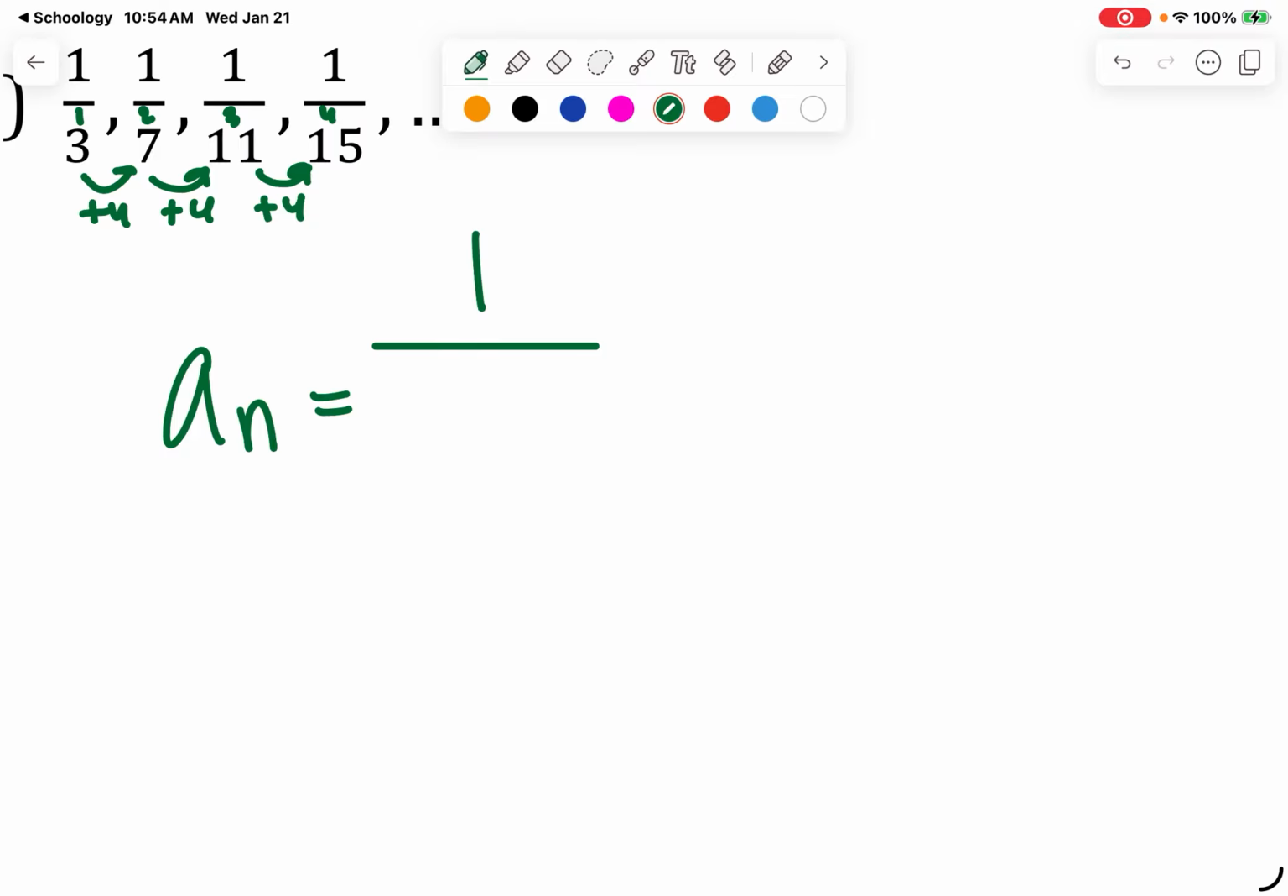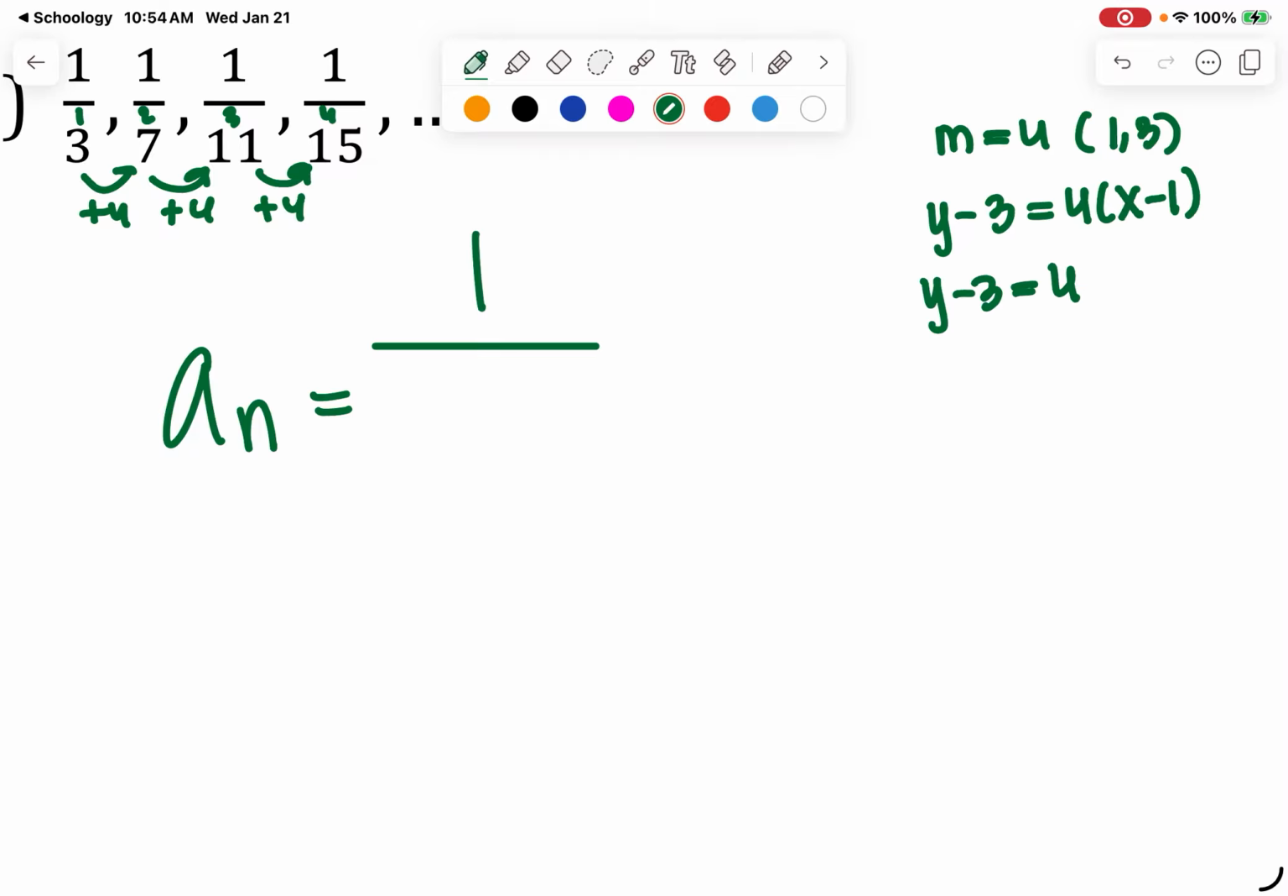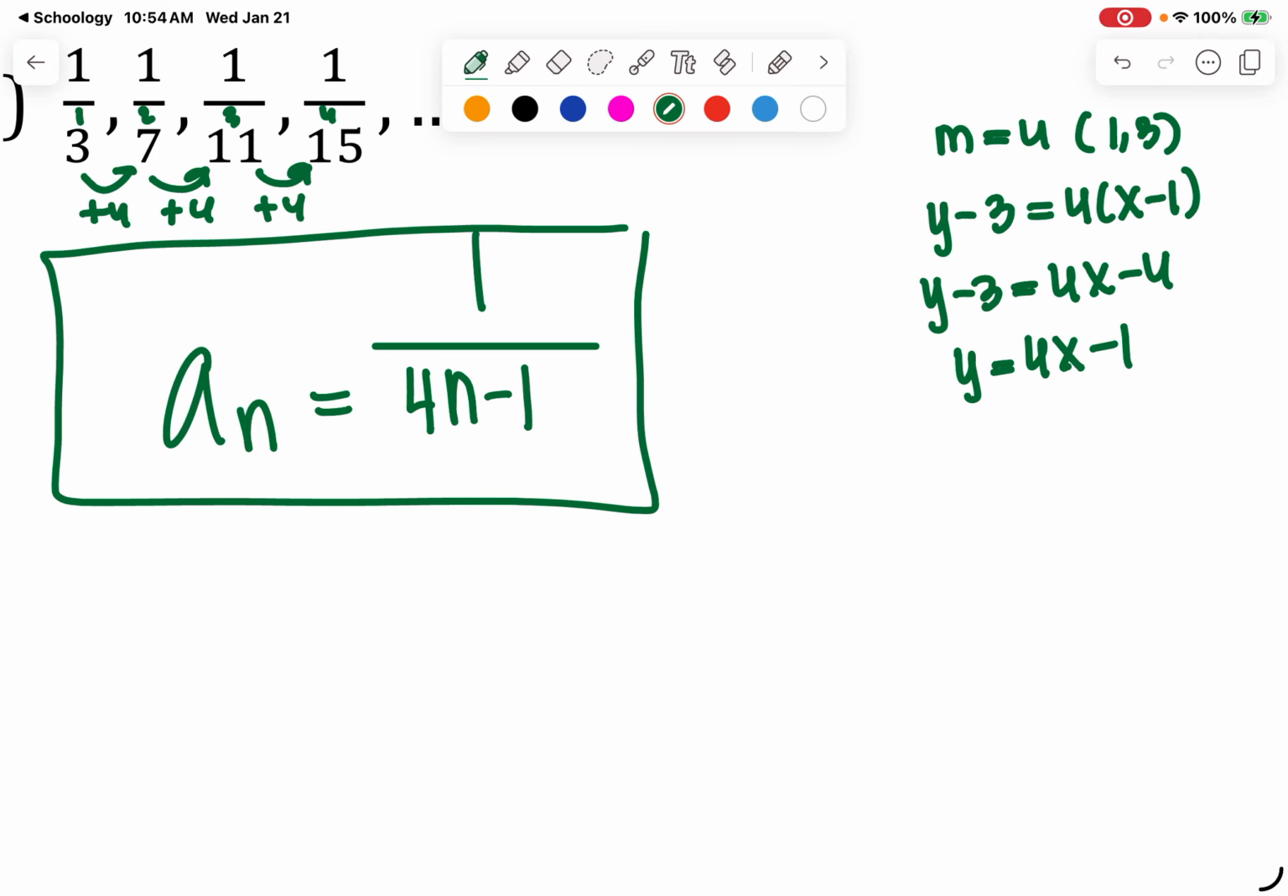So I know that the slope is 4 and that there is a point (1, 3) that I can use, or (2, 7). So I'm going to do y minus 3 is equal to 4 times x minus 1. Y minus 3 is equal to 4x minus 4. Add 3 to both sides, and I get y equals 4x minus 1. So this is going to be 4n minus 1, and there's my rule.